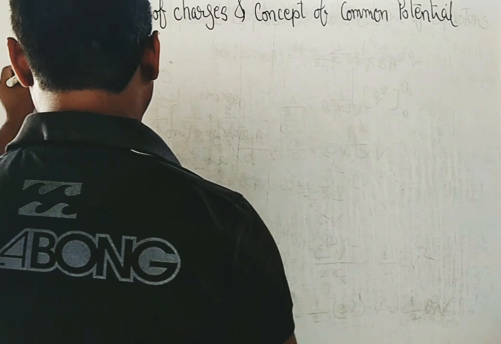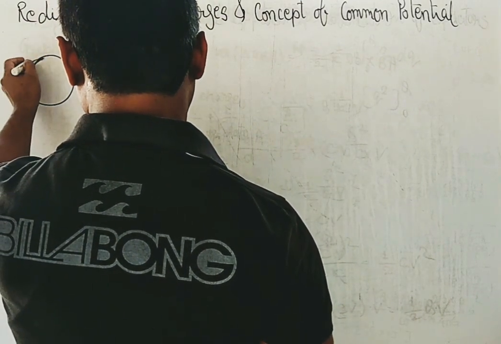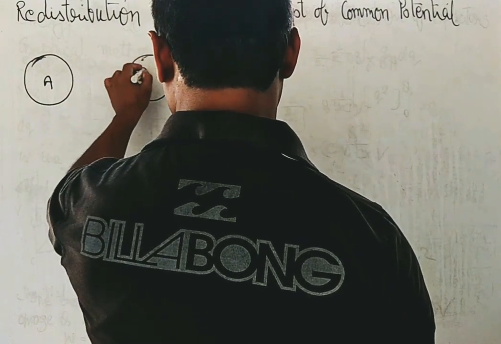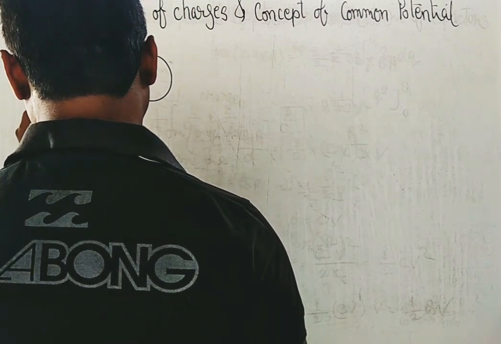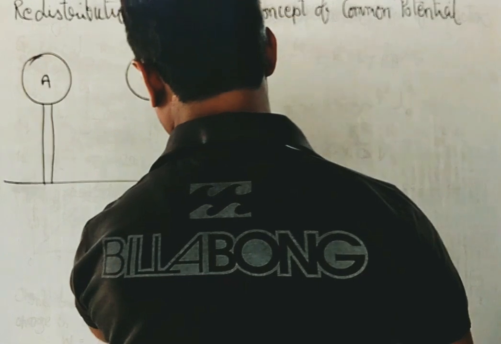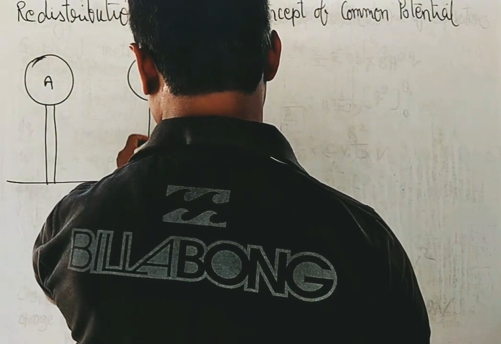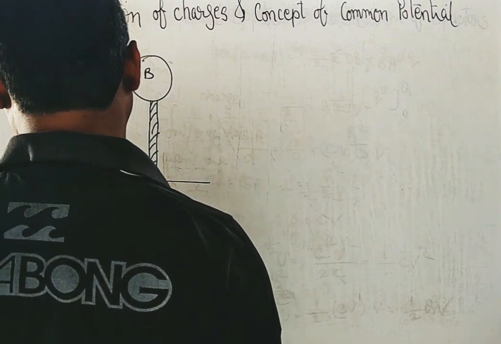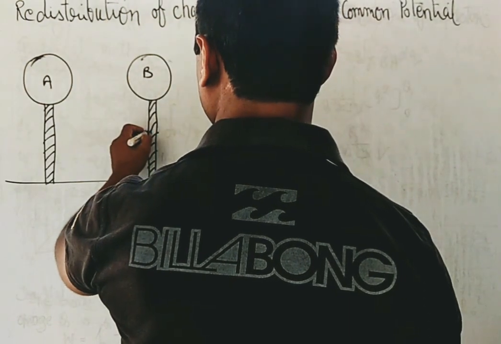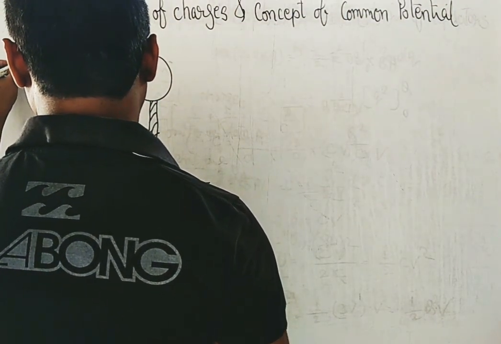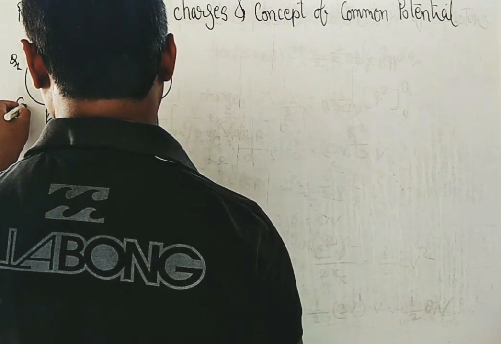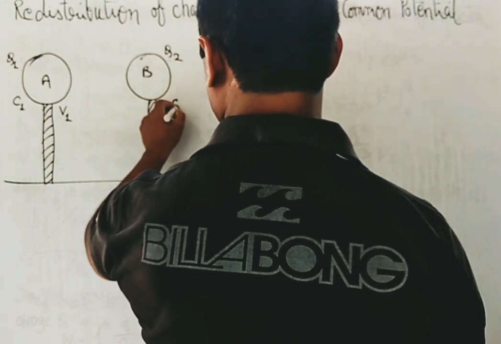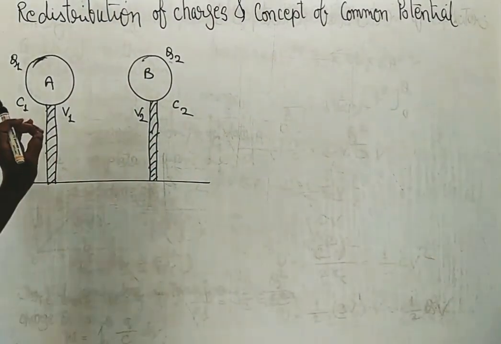To begin with, let me have two conductors, namely A and B. Suppose this is conductor A and this is conductor B, and these two conductors are placed on an insulating stand so that there is no contact with the surface on which they are kept and no leakage of charges may take place. Now say conductor A has Q1 charge, is at V1 potential and has C1 capacity. Likewise, conductor B has Q2 charge, has C2 capacity and is at V2 electric potential.